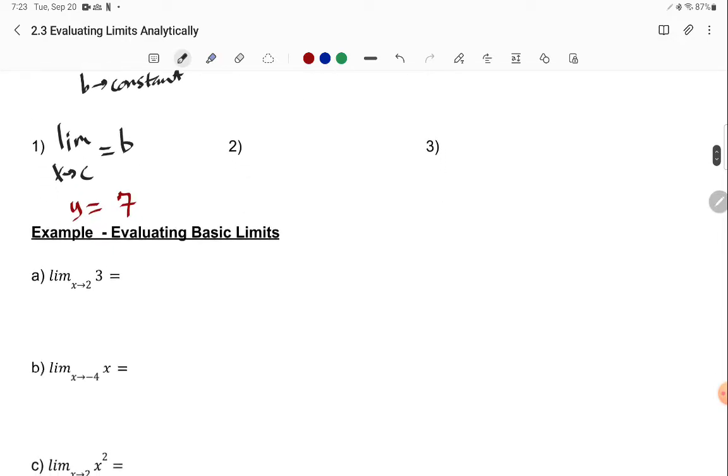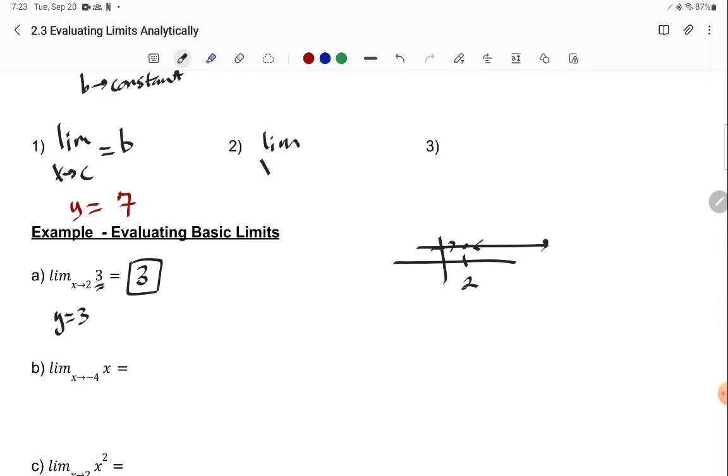We'll do an example down here. This 3 is a constant, so this is the equation y equals 3. You're finding the limit as x approaches 2 of the function y equals 3. It's a constant, and y equals 3 is just a horizontal line at 3. So even when x is 2, your y values are always approaching the same value, which is why your limit is always going to be 3.